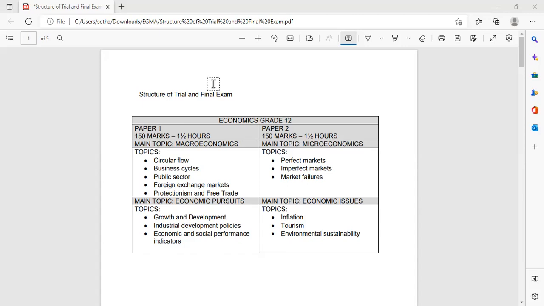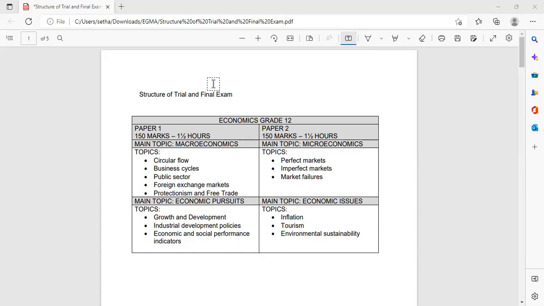Paper 2 consists of 6 topics, and you have covered the first 3, which are perfect markets, imperfect markets, and market failures in your June exam. So the additional topics are inflation, tourism, and environmental sustainability.